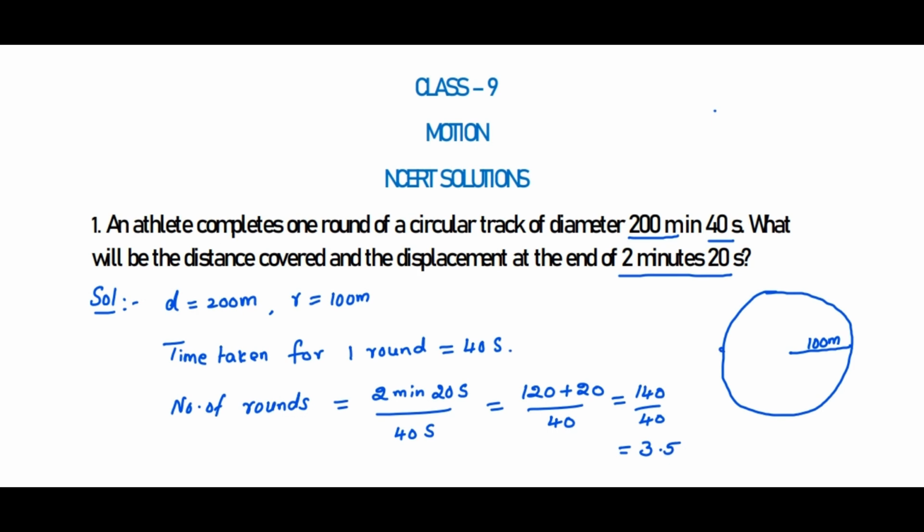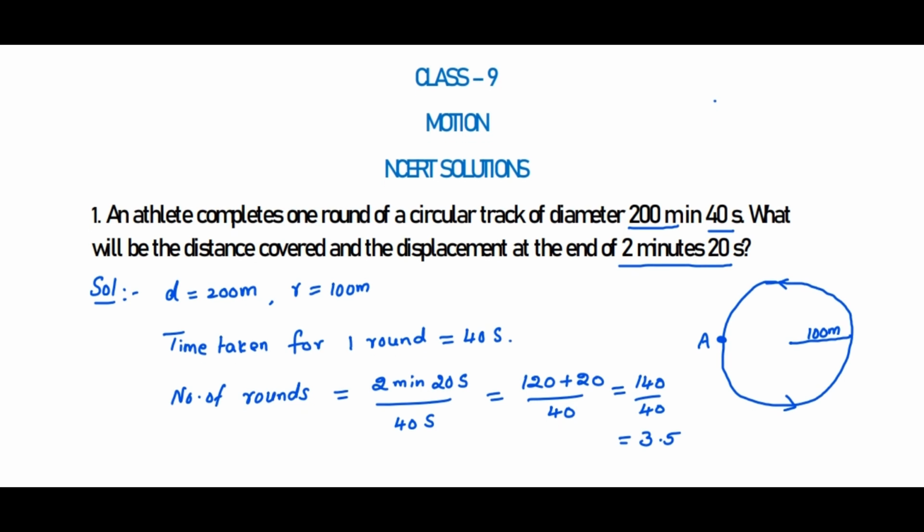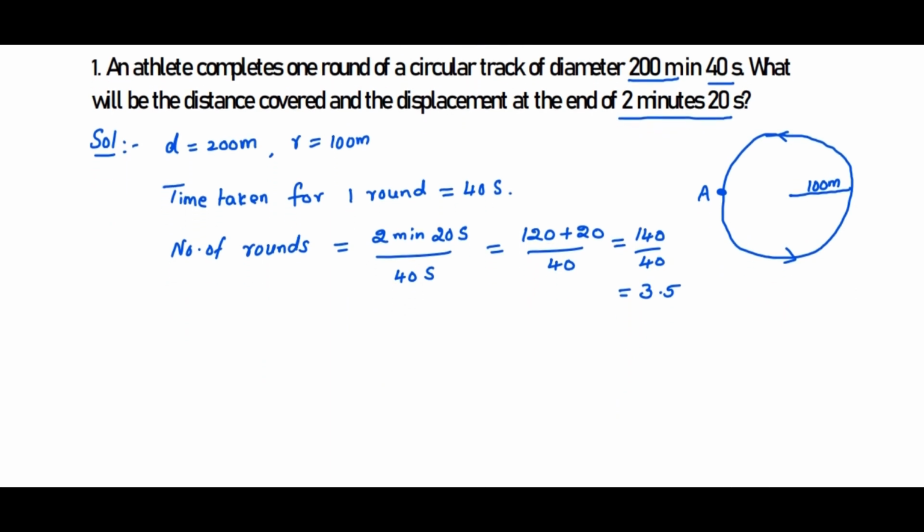So take a point A here. It is starting from A and traveling the complete circular path like this. How many rounds will he complete? 3.5 rounds he will complete. So now come to the distance and displacement.